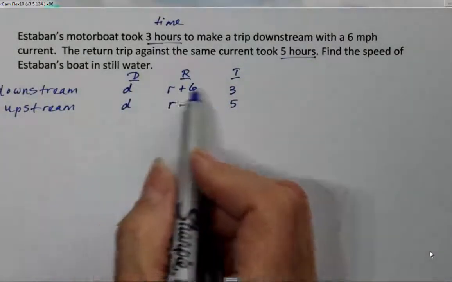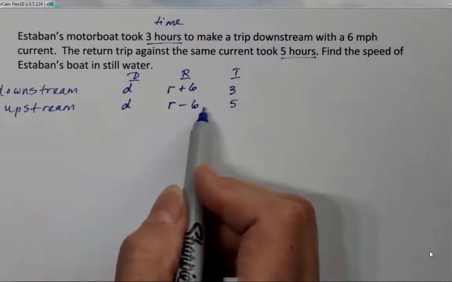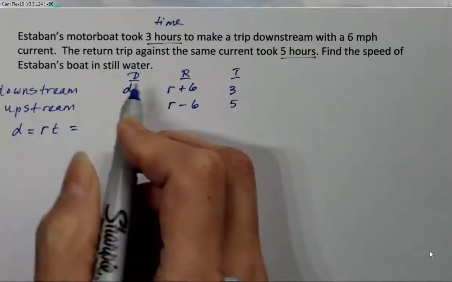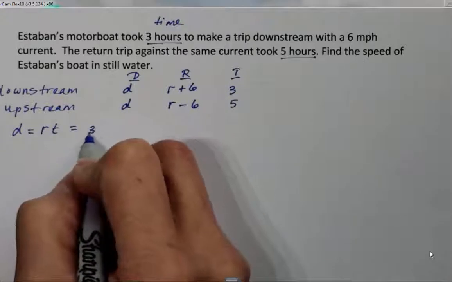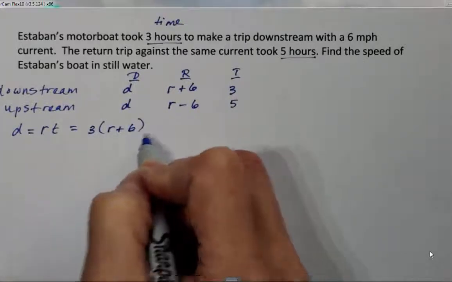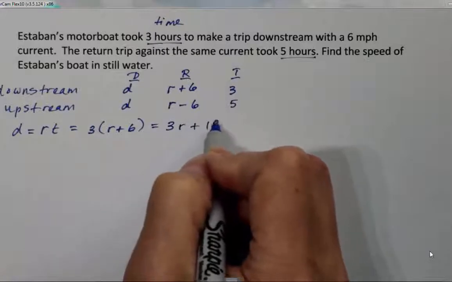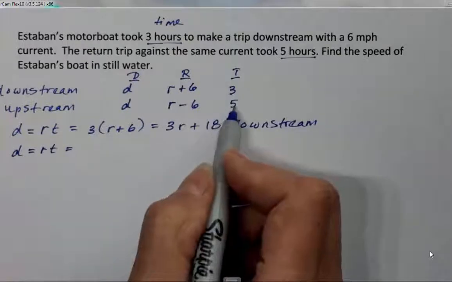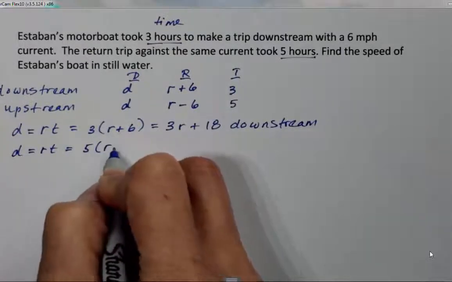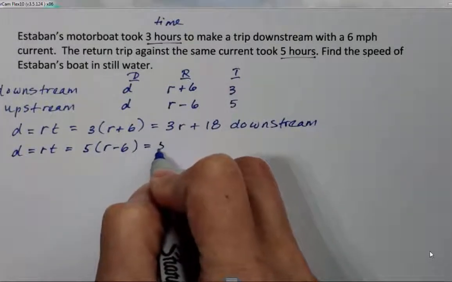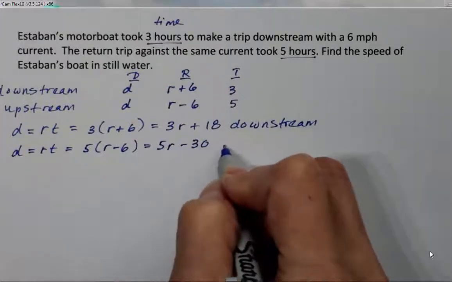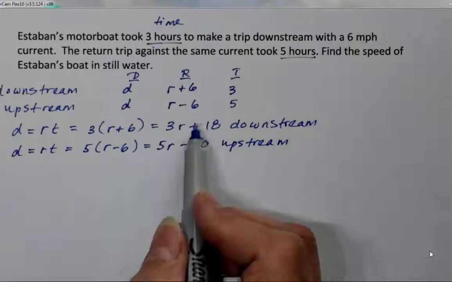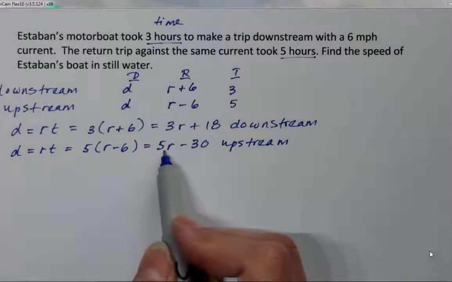So then to figure out what D is for each one of these trips, I'm going to take D equals RT. So for downstream, it's going to be equal to 3 times (R plus 6), which is equal to 3R plus 18, and that is downstream. D for upstream, again RT, is going to be equal to 5 times (R minus 6). Using your distributive property, 5R minus 30, and that's upstream. Well, since we know that their distances are going to be the same, then we can take their expressions for distance and set them equal to each other.